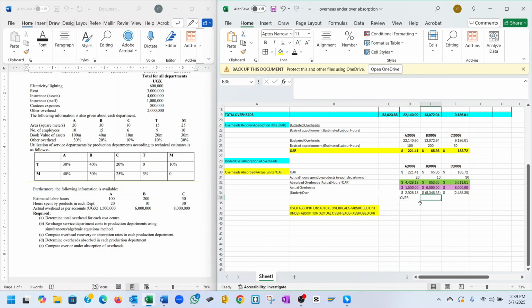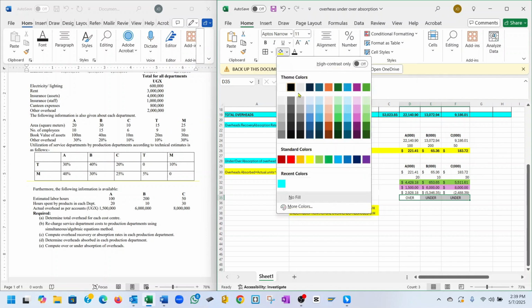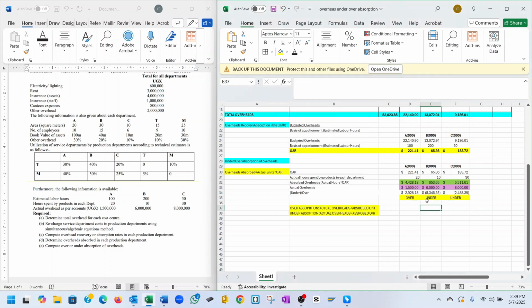Sorry. Now, when we compare here, you realize that the actual overheads is more than the absorbed overheads. This means that we under absorbed the overheads. The same thing applies here. When you look at here, the 8,000 is bigger than the absorbed overheads, which is 248 now. So we under absorbed because we underestimated our overheads, and so we need to make adjustments.